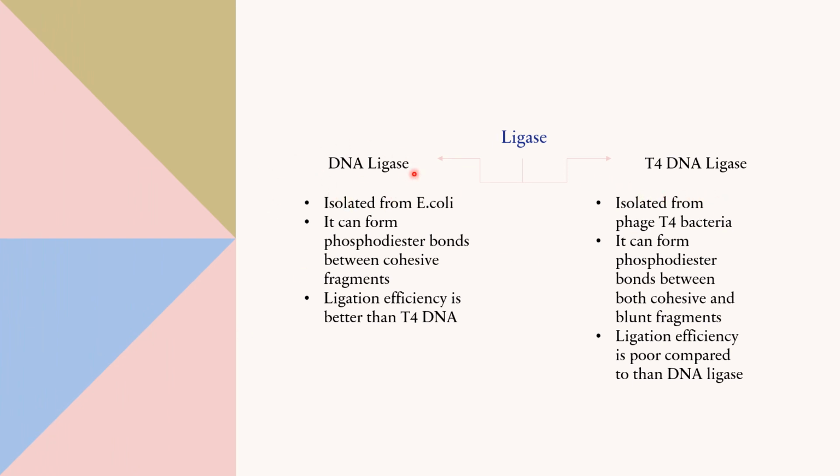The DNA ligases are isolated from E. coli, while the T4 DNA ligases are isolated from phage T4 bacteria. So these DNA ligases can form phosphodiester bonds between the cohesive fragments, while the T4 DNA ligase forms them between both cohesive and blunt fragments. Since the DNA ligase only forms bonds between cohesive fragments, which are the same fragments, their ligation efficiency is better compared to the T4 DNA ligase, where it is poorer because they are forming bonds between the cohesive and blunt fragments.